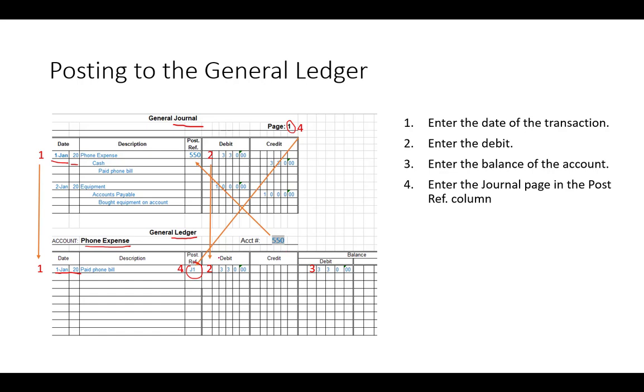Next, we need to enter in our account number from our general ledger, which is account number 550 here, and we need to enter that into our post reference column of our journal. Now, the reason we do this is for traceability purposes. So if you had a general journal with many pages, this post reference column sort of gives you a clue as to where you need to go in your general ledger. And conversely, if you're in your general ledger, the post ref column there tells you where to go in your journal.